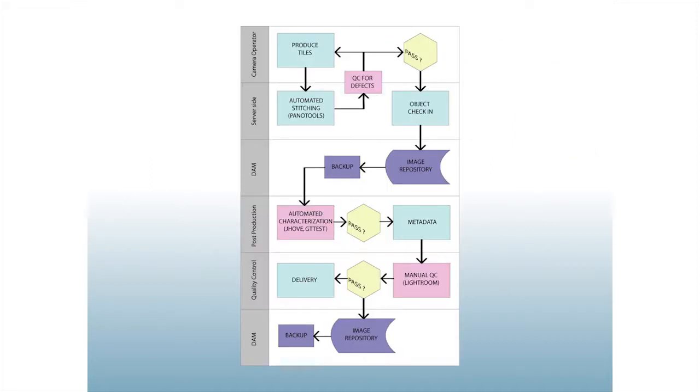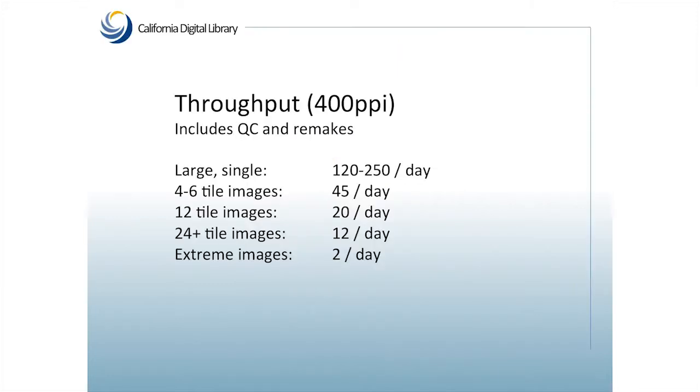This is the basic workflow, which I'm not going to talk about, but it's there. Produce the tiles, they get put together, and then they go into the registry as a flattened image. And our throughput for large single, like full frame, P65 plus back, is about 120 to 250 maps in a day, if they're all pretty much the same size, same condition. We have really good metadata and a really good kind of barcoding way of processing this stuff.